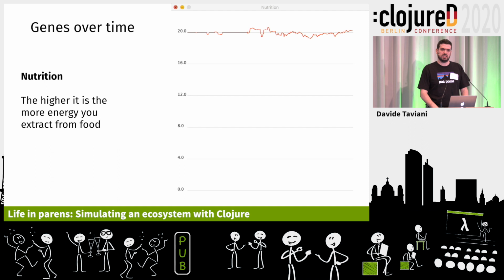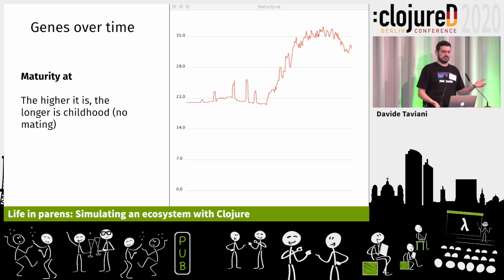This was another gene that expressed how long the childhood is, so how long a period of time they spend without looking for a mate. And it turns out this increases a bit, or at least it's convenient to have a value bigger than the one I initialized it with, which means maybe at the very beginning it's good to not be distracted and just look for a lot of food.